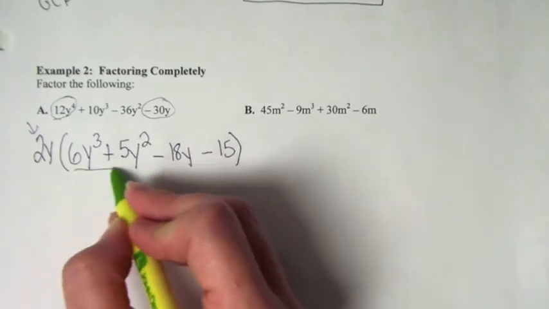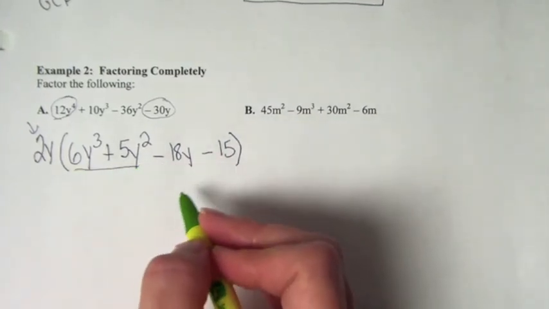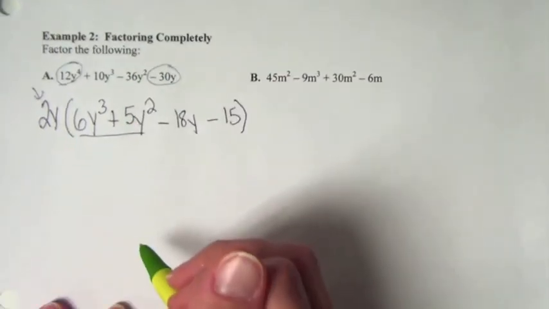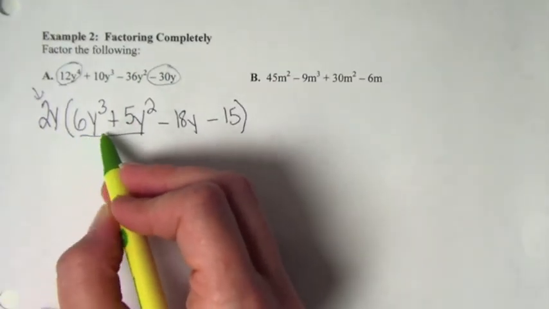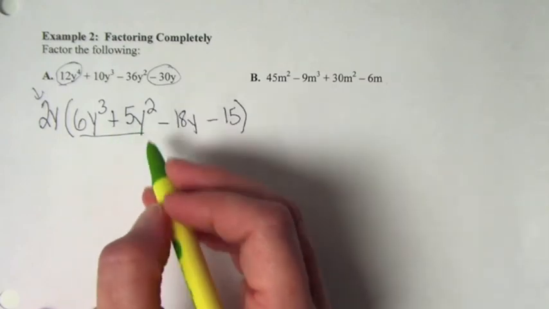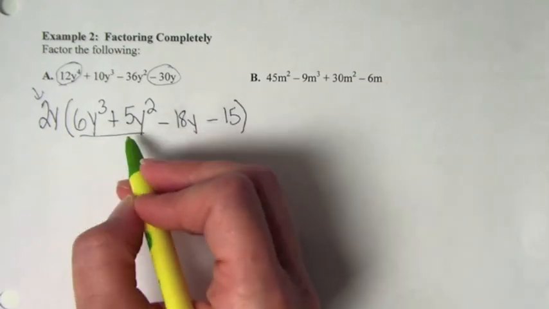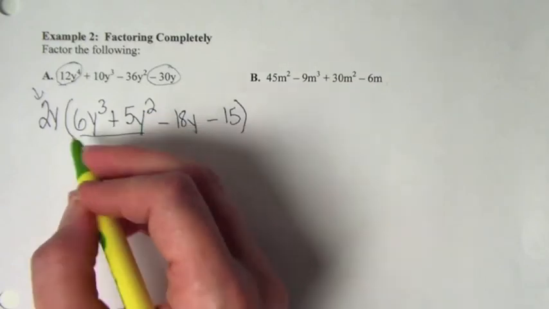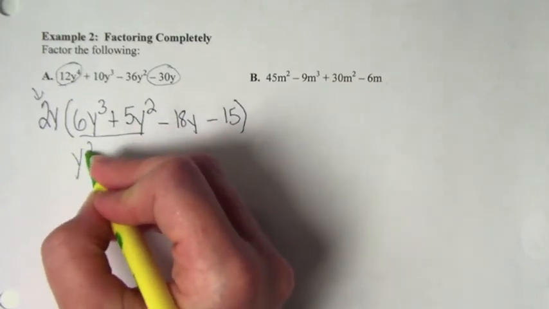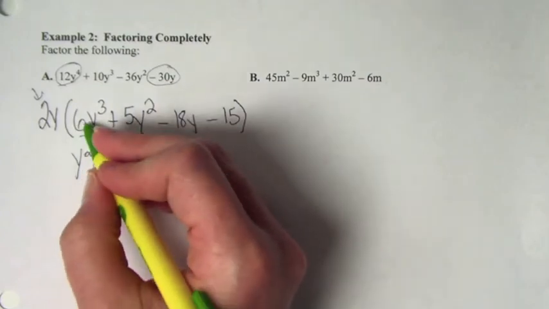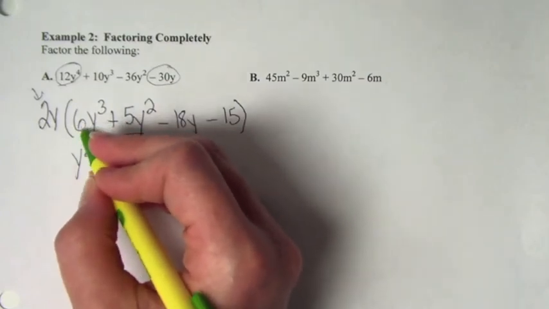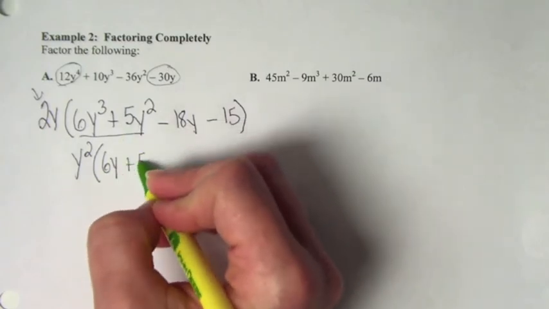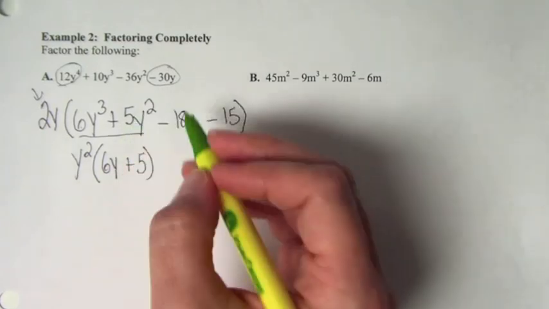Now we're going to look at these remaining terms in here and go ahead and factor those by grouping like we did on the example before. So now looking at 6y cubed plus 5y squared, the numbers don't have anything in common. However, we have a y squared in common. They each have at least a y squared. So if we factor out a y squared, on this side we're going to be left with 6y plus 5, because we've taken out a y squared.